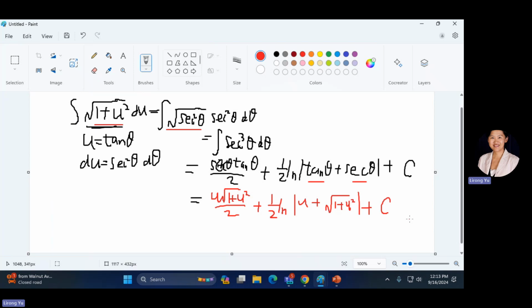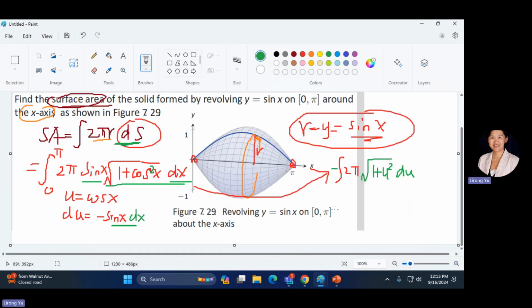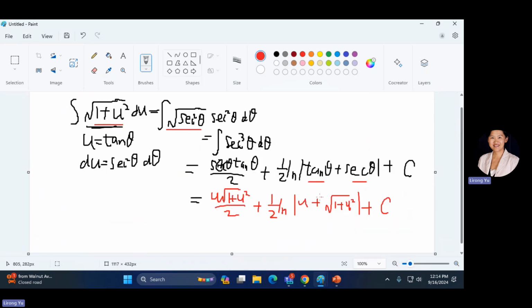And then we put it into the original variables. Remember, u was cosine x. You put back the u and also put in the negative 2 pi. Then we see the antiderivative with all the results. Let's get this. So it's going to be negative 2 pi.